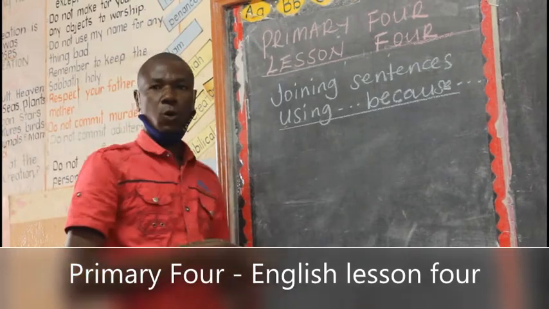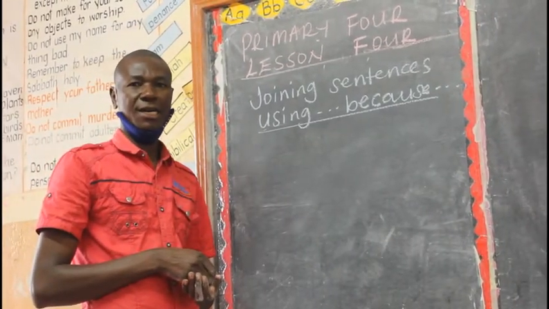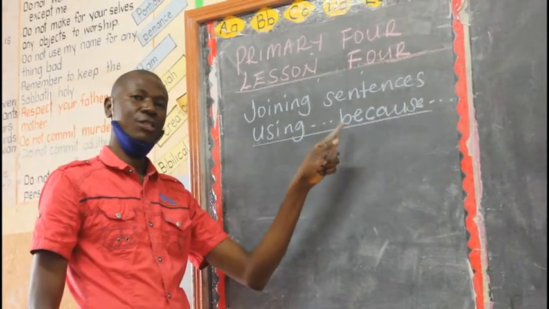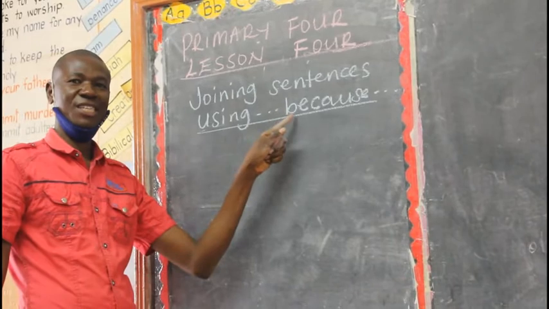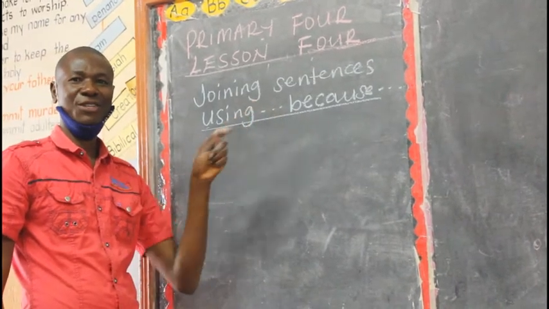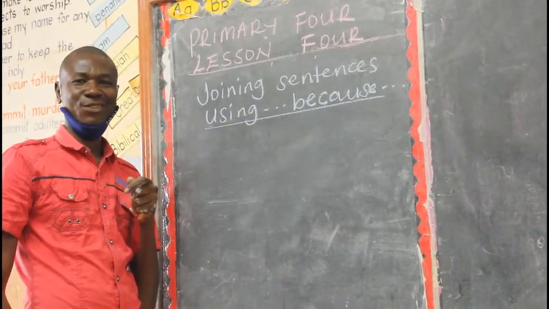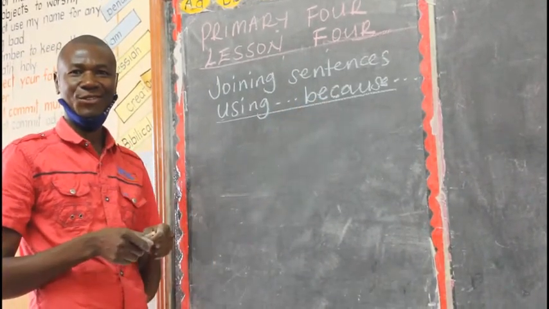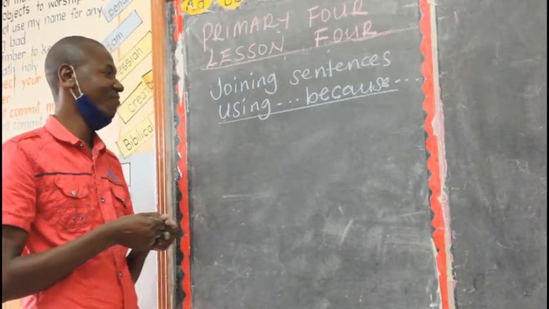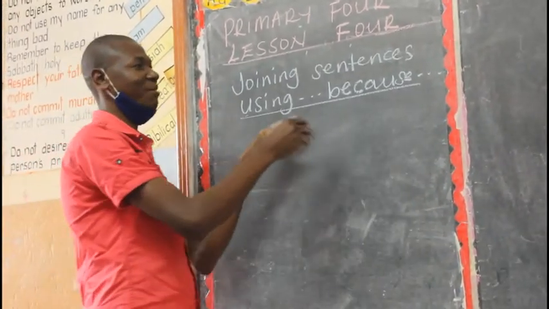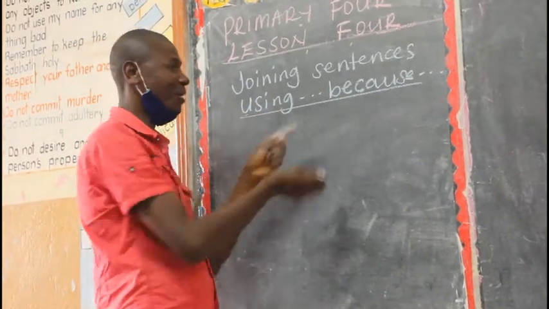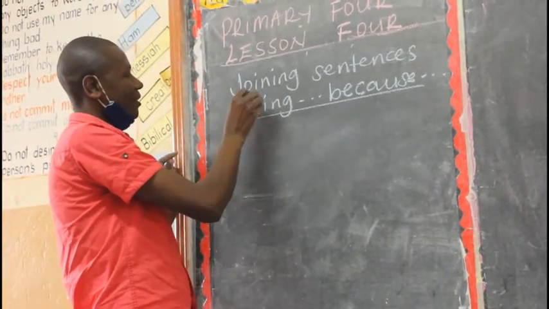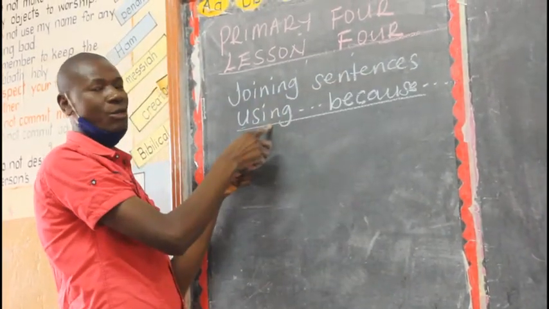In our lesson 4, we are going to look at this conjunction because it is a common conjunction, not only in written English but also in spoken English. We write and speak using the word because. So it is a common conjunction. It's not only in English but in all languages. This word because is there. So now, let's see how to join sentences using the word because.